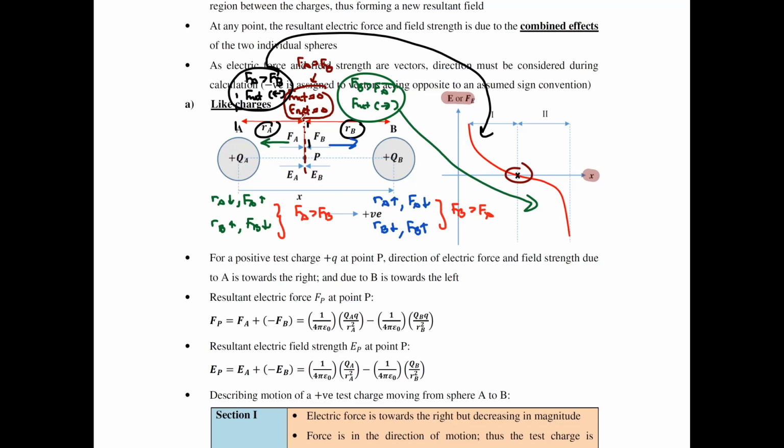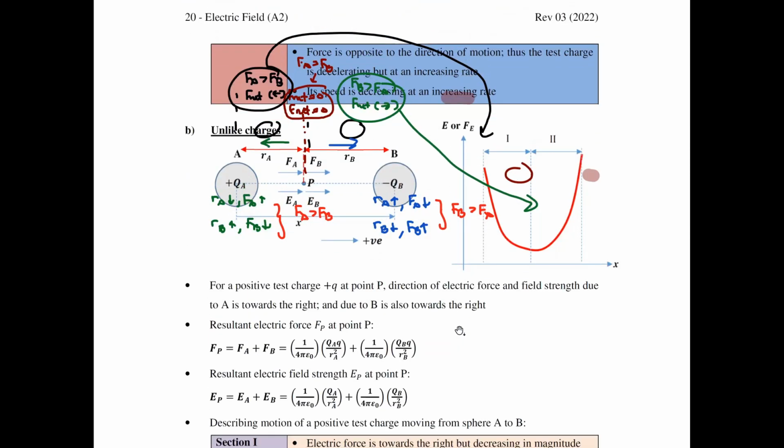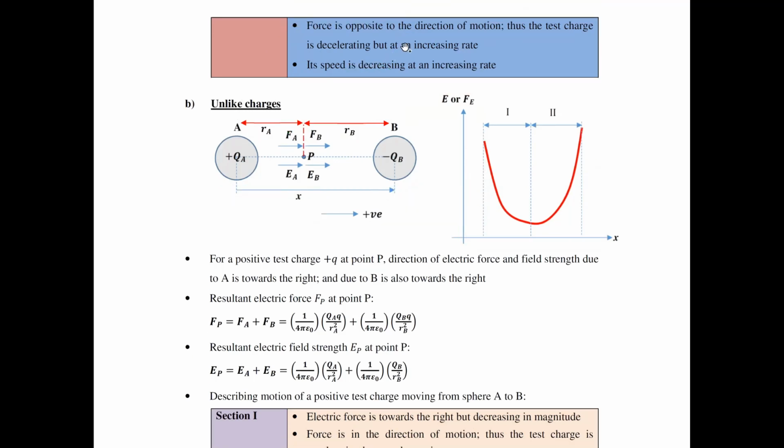You can also repeat this for your field strength. It's basically the same concept. This one is for like charges. If you move on to the unlike charges, this one would be somewhat similar in terms of the understanding, but there will be no Fnet equals to 0 or Enet equals to 0 here. Because both are always in the same direction, you will never get a case where Fnet is equal to 0 or Enet is equal to 0.